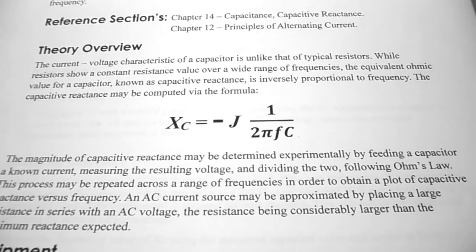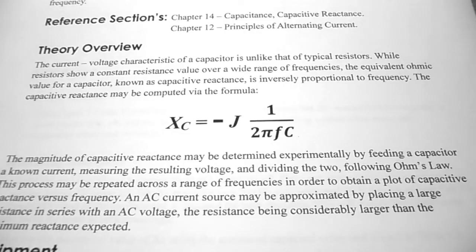So in the theory overview, it says the current-voltage characteristic of a capacitor is unlike that of typical resistors. While resistors show a constant resistance value over a wide range of frequencies, the equivalent ohmic value for a capacitor, known as capacitive reactance, is inversely proportional to the frequency.